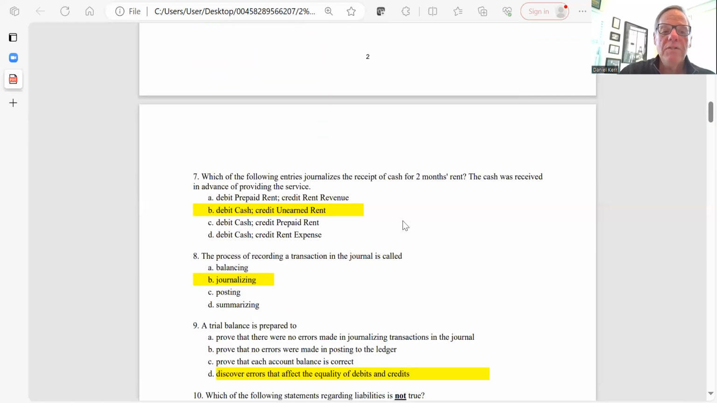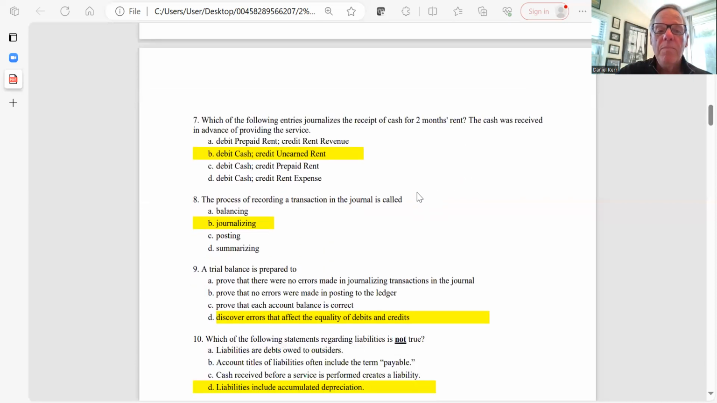Now, these next questions relate to Chapter 2. Which of the following entries journalizes the receipt of cash for 2 months? Again, think of what the journal entry is first, then go looking for it. If you receive income in advance from rent, you've got an increase to cash, which is a debit, and it's unearned rent, so you've got to have some liability for that, for unearned rent. So that's the correct entry, and lo and behold, when I look for it, that's B.